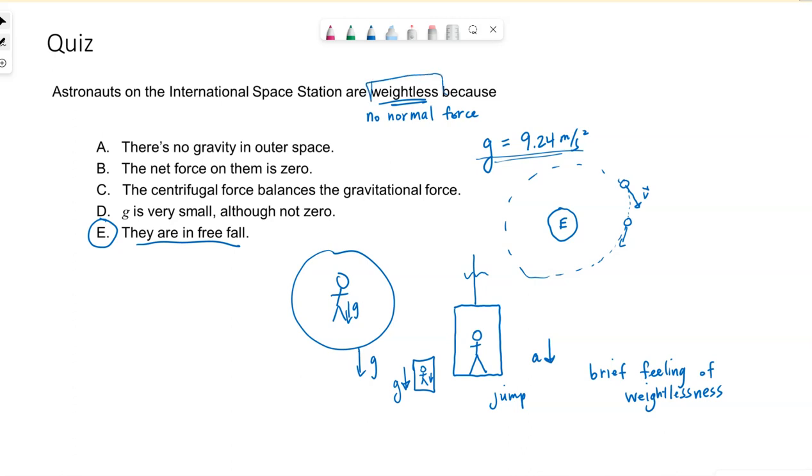So concept of weightlessness, there's no normal force. It does not mean there's no gravity. And so we're going to talk more about orbits in the next video.